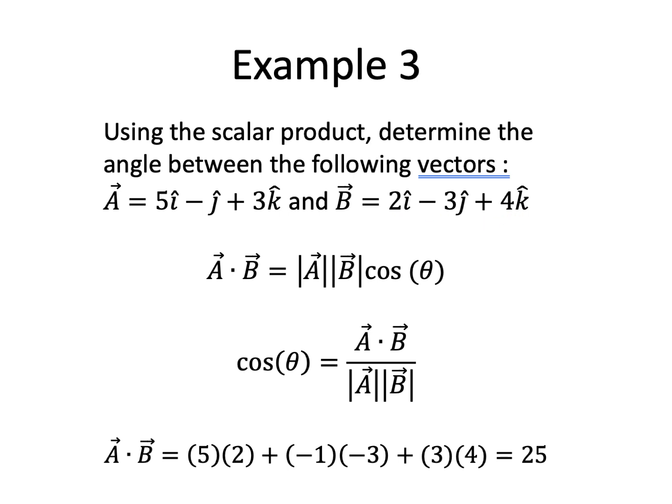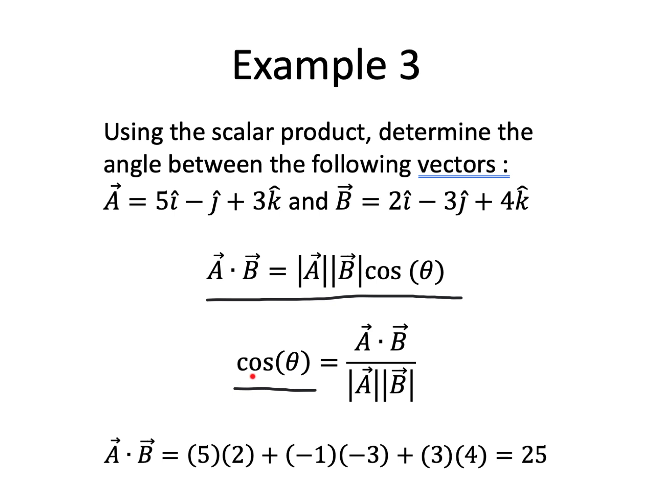So what are we going to do to find the angle? Well, we know the relationship A dot B equals A magnitude B magnitude times the cosine of the angle between them. That relationship is from the definition of the scalar product. That's how the scalar product is defined. And so if I solve for the cosine of theta, I'm just going to divide both sides by A magnitude times B magnitude, and I end up with A dot B divided by A magnitude and divided by B magnitude.